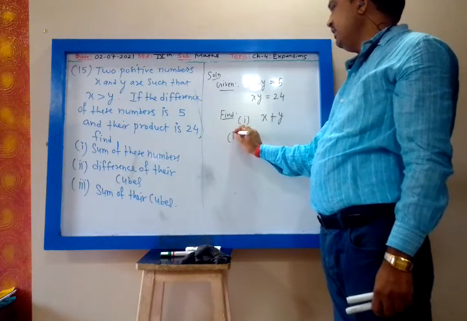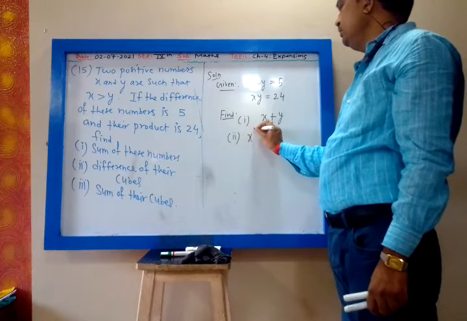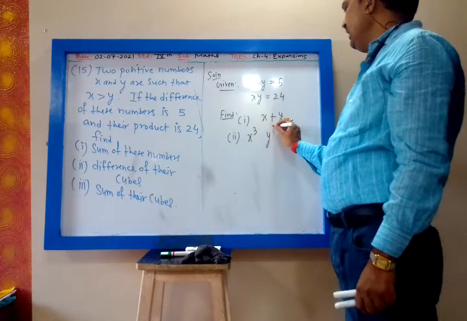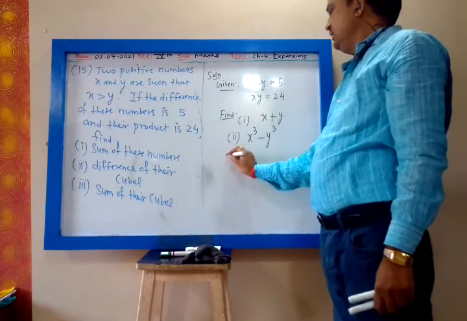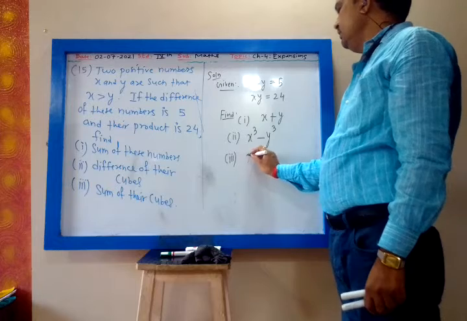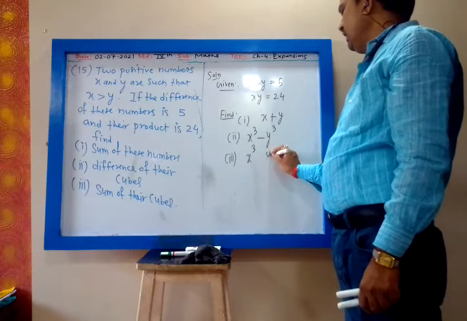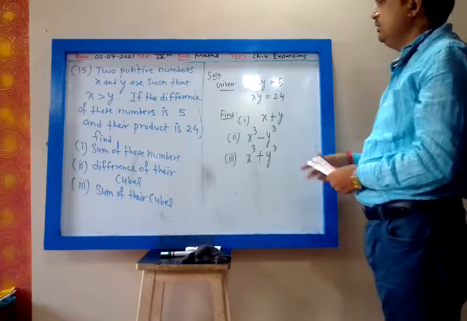Then the difference of their cubes: x cube, y cube, and difference means minus, so x cube minus y cube. Then third, the sum of their cubes: x cube, y cube, sum means plus, so x cube plus y cube. And you can do it easily.